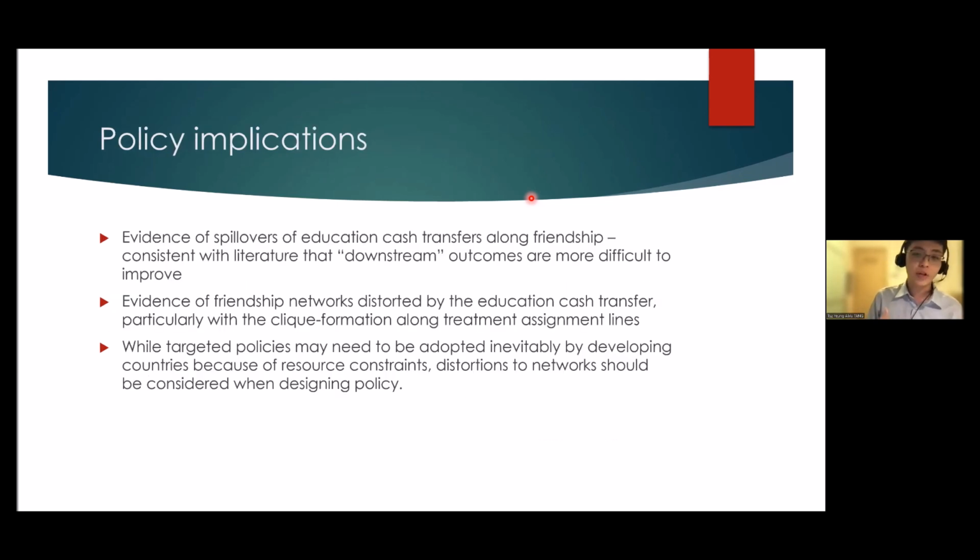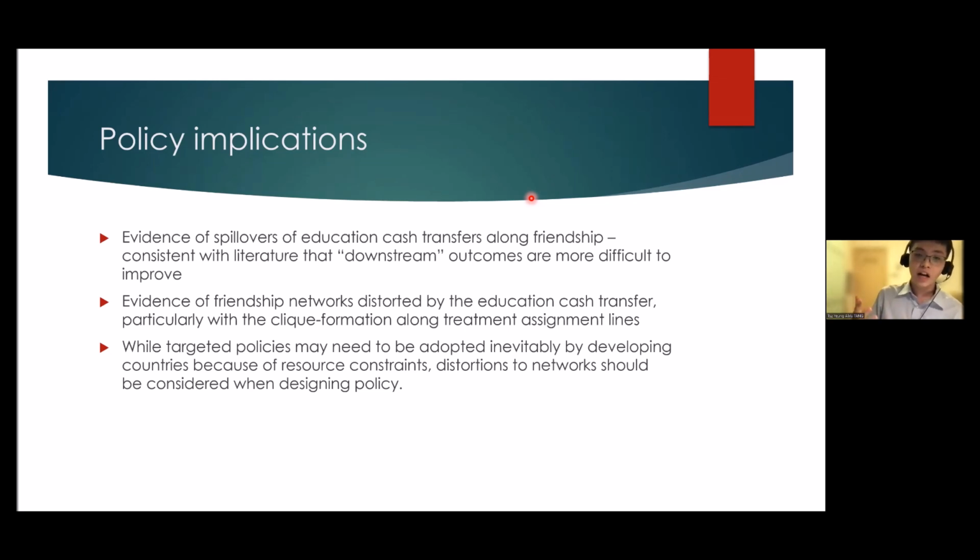Just to conclude, what do we learn from this little bit of research? I found some evidence of spillovers of education cash transfers along friendship networks. This is consistent with literature that downstream outcomes are more difficult to improve, that while there seems to be some spillovers, it's more linked to outcomes that are directly linked to the condition of the conditional cash transfer, in this case attendance itself. There's also some evidence that friendship networks were distorted by the education cash transfer, particularly with some clique formations along treatment assignment lines.